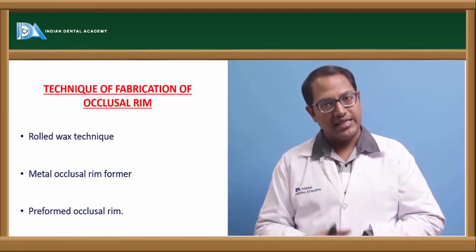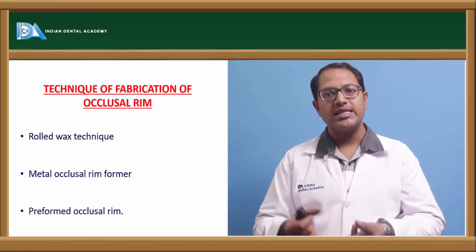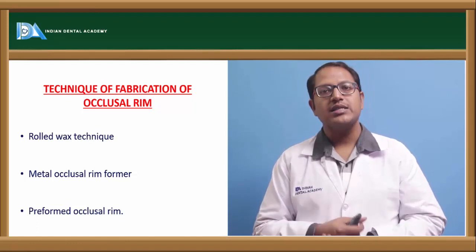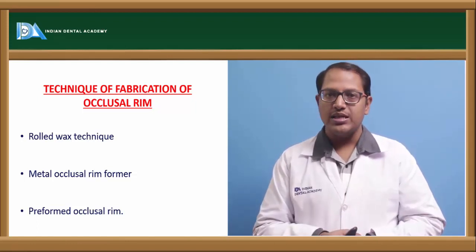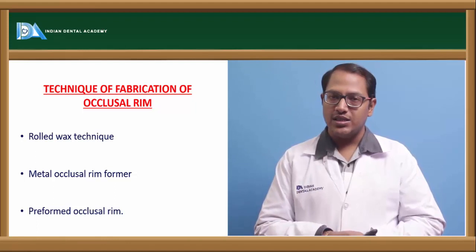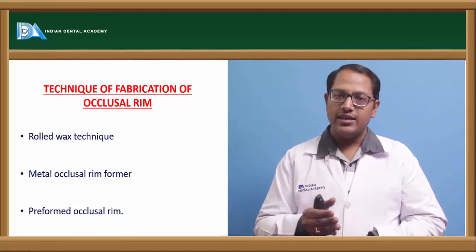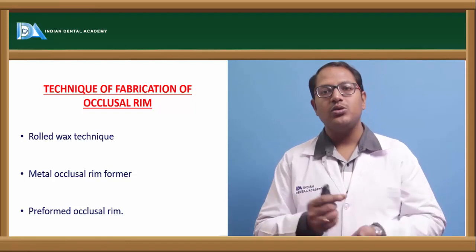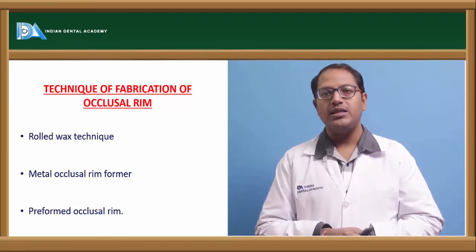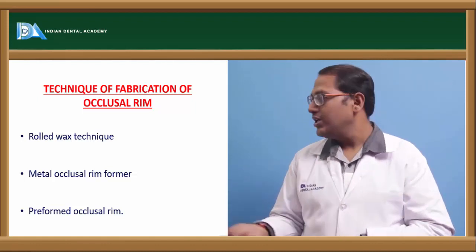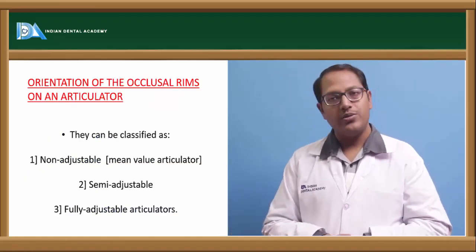Now how much height is desired will decide how much rolling you are going to do. The amount you roll your wax will be the height that is going to increase. So you cut your wax rim after it is rolled to the desired length and desired height, and you adapt it over the temporary or the permanent denture base. This is exactly the rolled wax technique of fabrication of the occlusal rim.